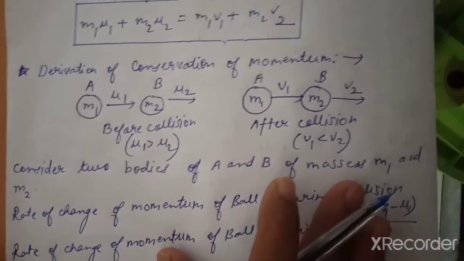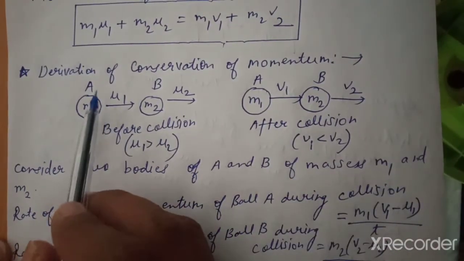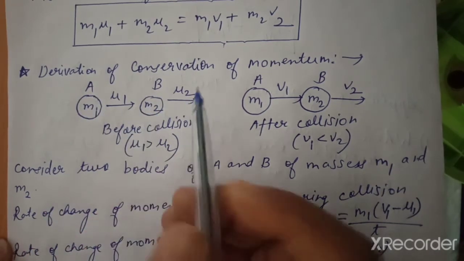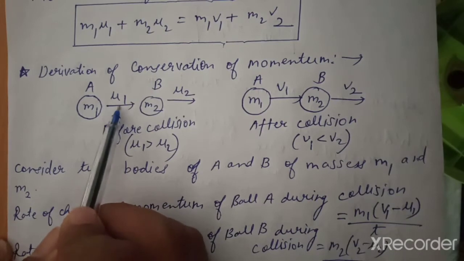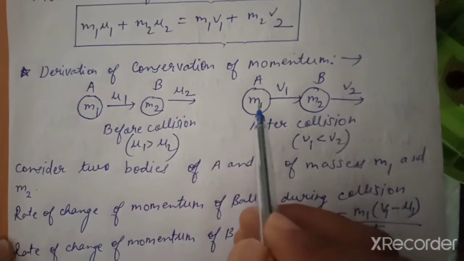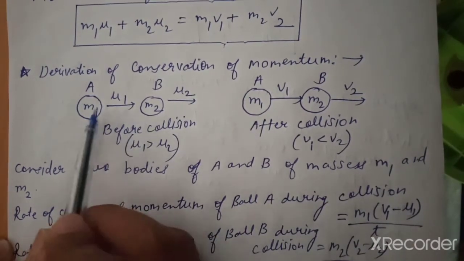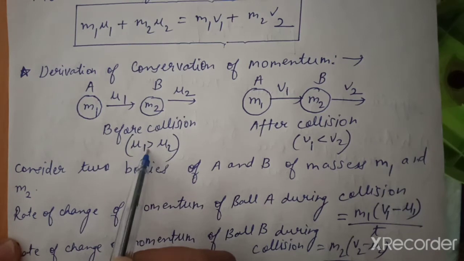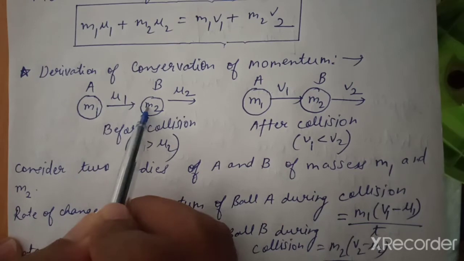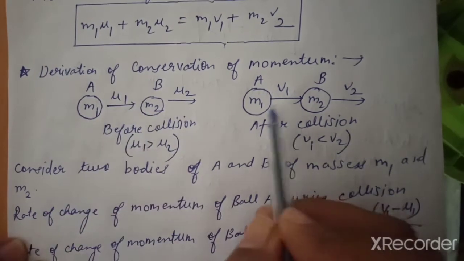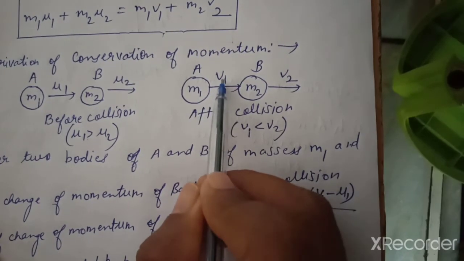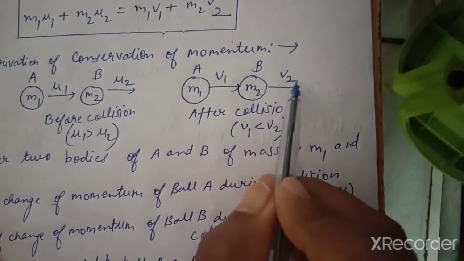To derive the conservation of momentum, we are considering the object A of mass m1 and B of mass m2. The object A is moving with velocity u1 and the object B is moving with the velocity u2. Before collision, since the velocity u1 is greater than u2, this object will strike this. After collision, the object m1 will have velocity v1 and object m2 will have the velocity v2.